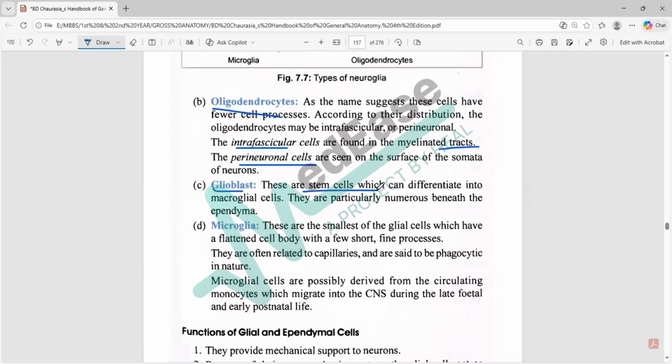Now, when we talk about glioblasts, another important cell, these are mainly the stem cells, which will be dividing into the macroglia or differentiating into any of the populations of the macroglial cells. Now, when we have the microglia, we have already discussed it will be phagocytic in nature in the CNS, and they will be performing most of the phagocytosis mainly.